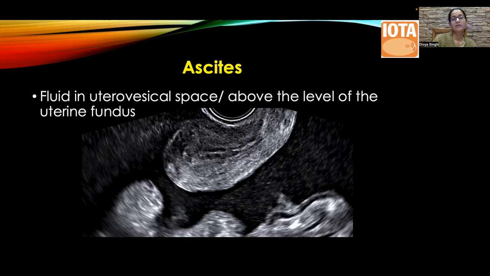So some amount of free fluid in the pouch of Douglas is seen normally in women of reproductive age group, in the premenopausal age, and this should not be termed as ascites. Ascites is when you see fluid in the utrovesical space or this fluid is seen above the level of the uterine fundus.